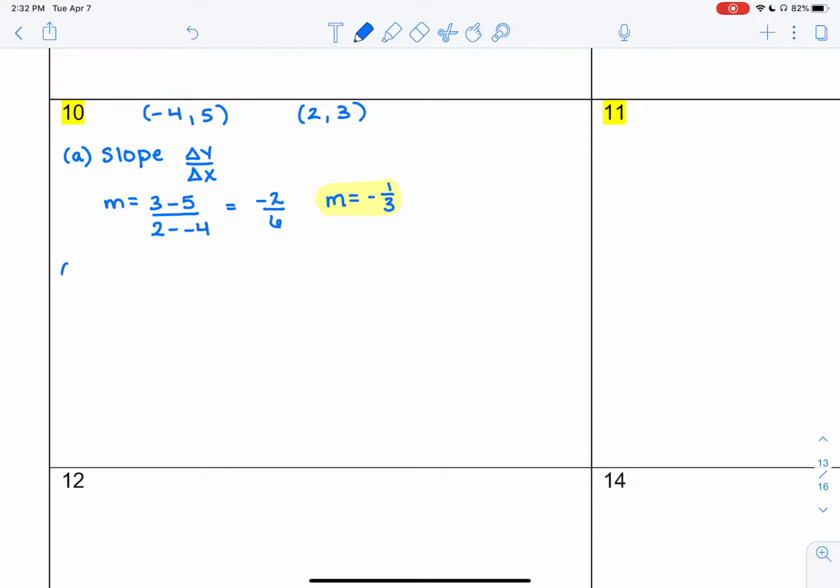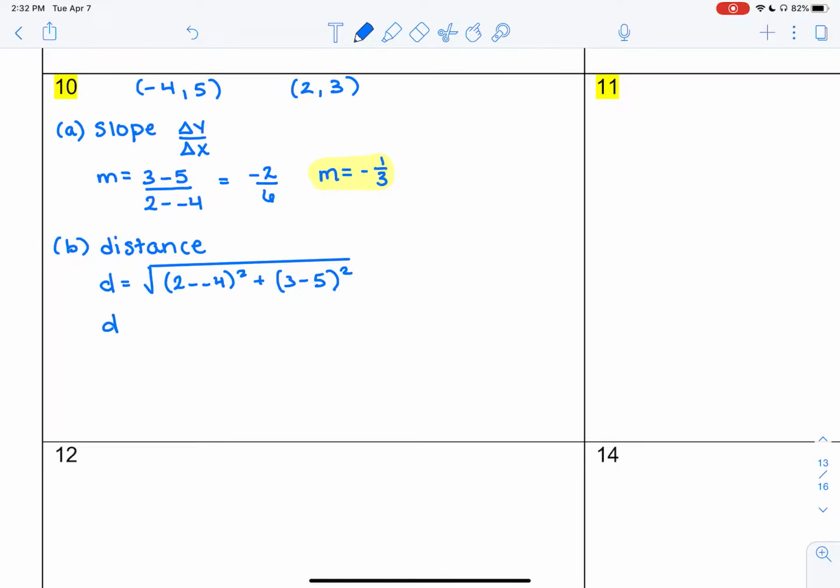Now we have B. We're going to use the same points, but we're going to find the distance. To find the distance, remember it's the big square root. And remember that we are going to start off with our x values subtracted. So we have 2 minus a -4 squared plus the y value subtracted, 3 minus 5 squared.